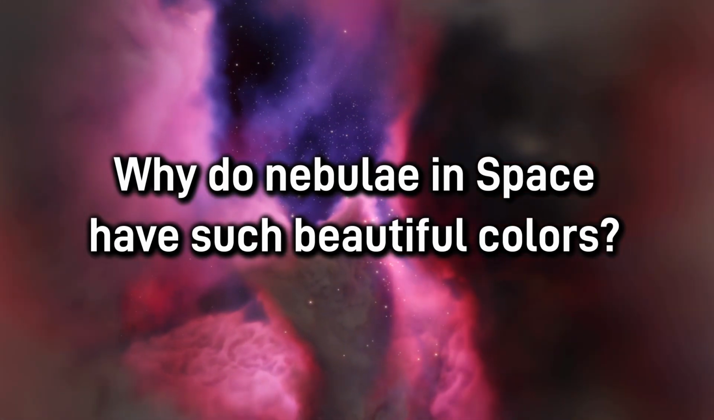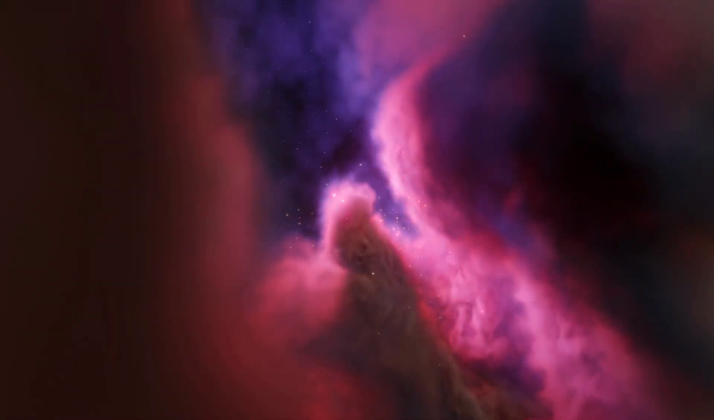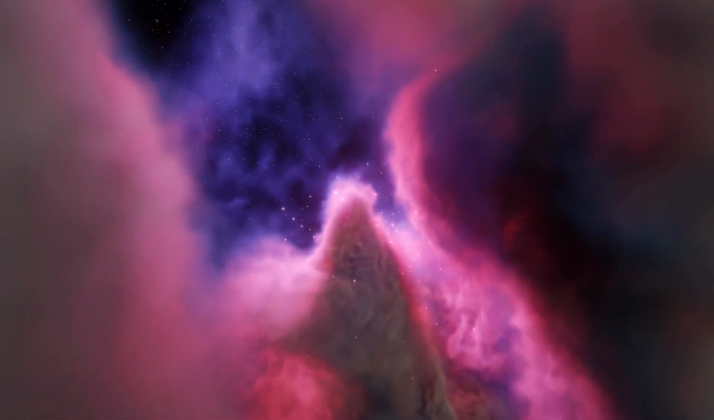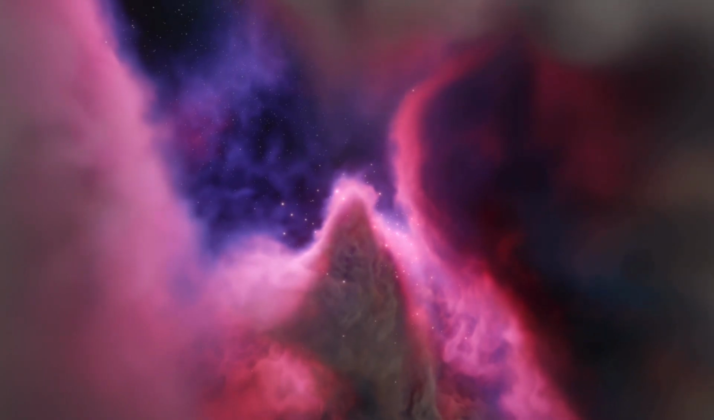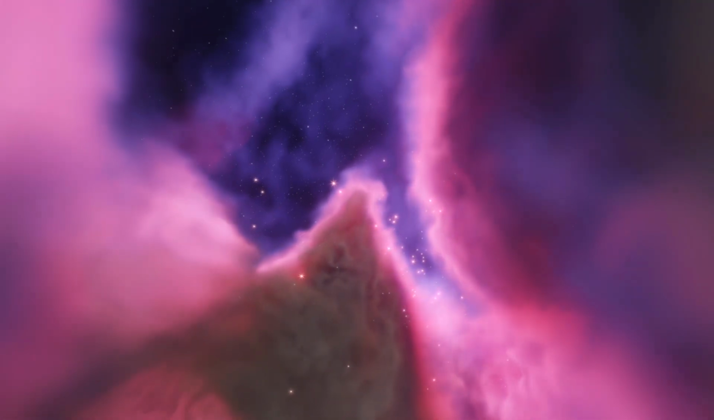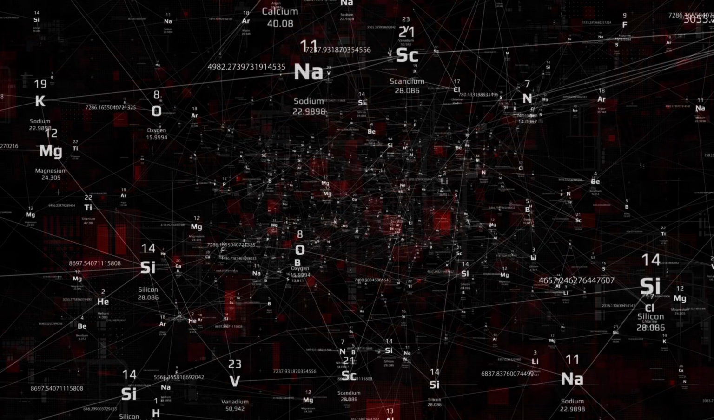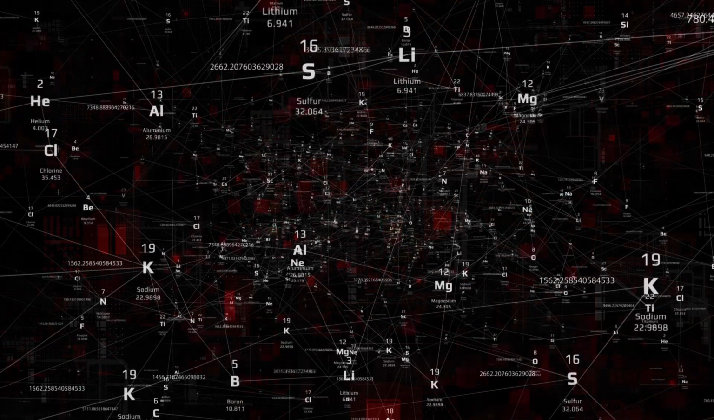Why do nebulae in space have such beautiful colors, and why not on Earth? Nebulae in the universe display beautiful colors, due to the chemical elements present in their gas clouds, which emit light in characteristic colors, when excited by energy from stars. These diverse colors are created by specific chemical processes in the nebulae, and give them their aesthetically pleasing appearance.